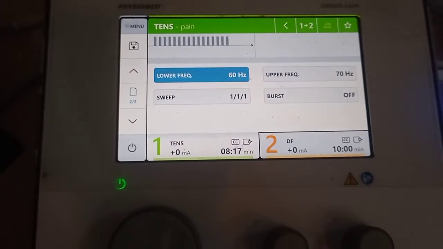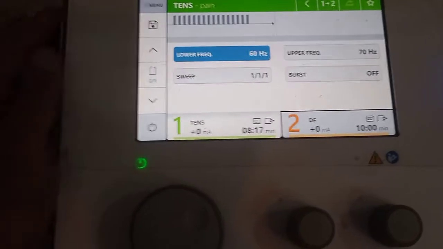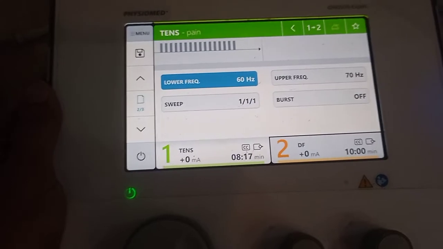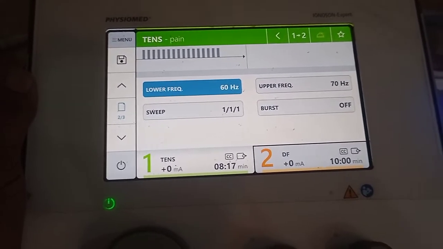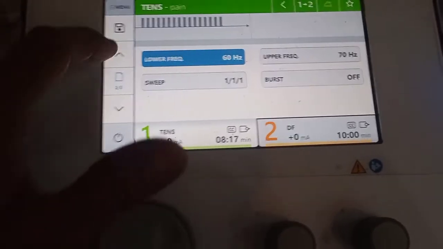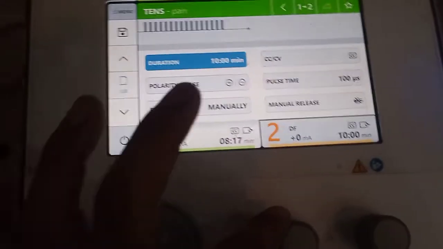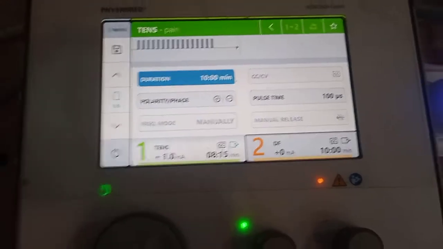So I have adjusted its settings. These are the minimum possible settings for this unit. So I can only set the lower frequency and upper frequency to 60 and 70 hertz. The gap between these is fixed, so I cannot change it, but it will act similar to the normal TENS.